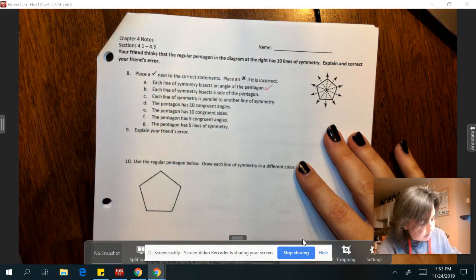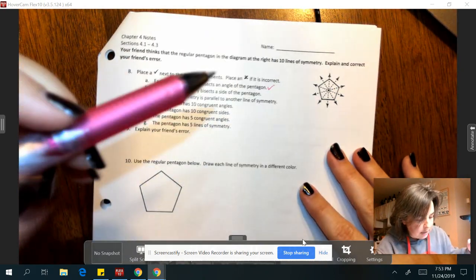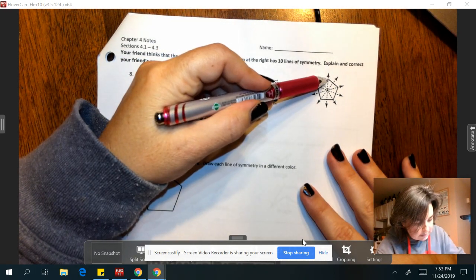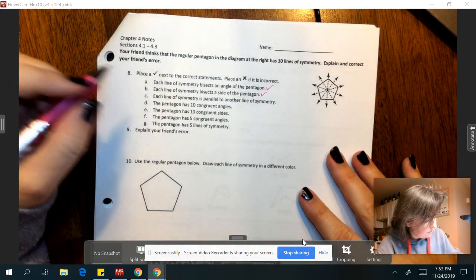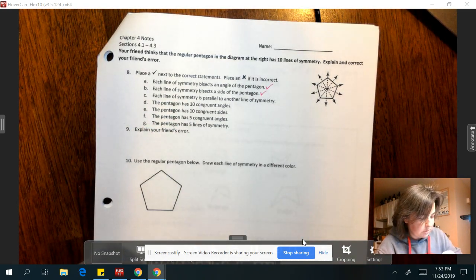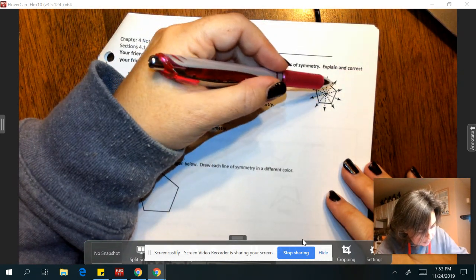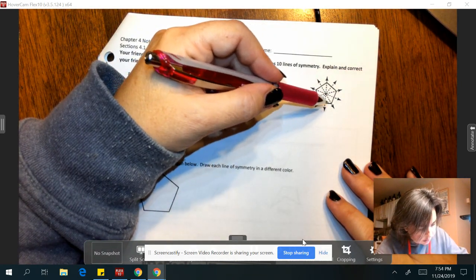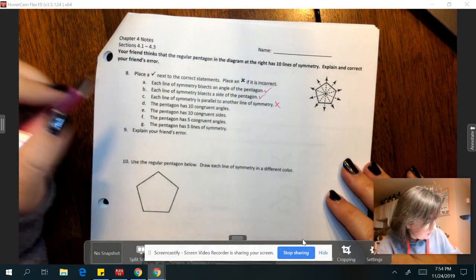So I think this one is true. So we're going to put a check mark. Each line of symmetry bisects a side of the pentagon, and I said that because it looks like it bisects an angle and goes through the midpoint, so I think that's true. Each line of symmetry is parallel to another line of symmetry. I don't think there's a single parallel line in this whole thing. Nope. So we're going to say that is not true.